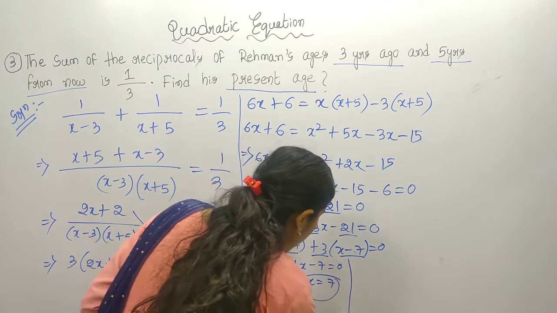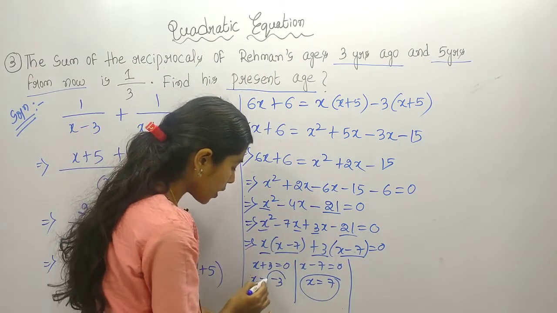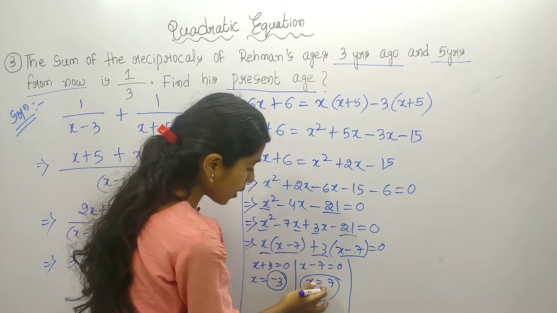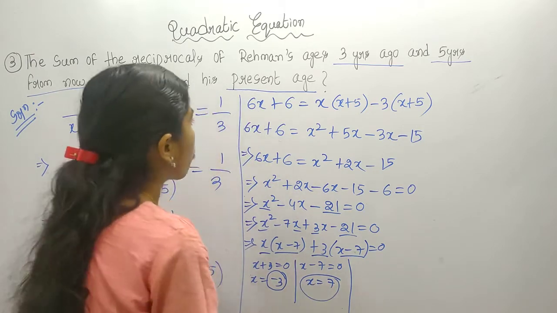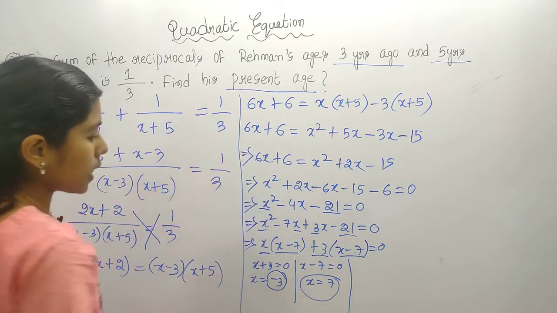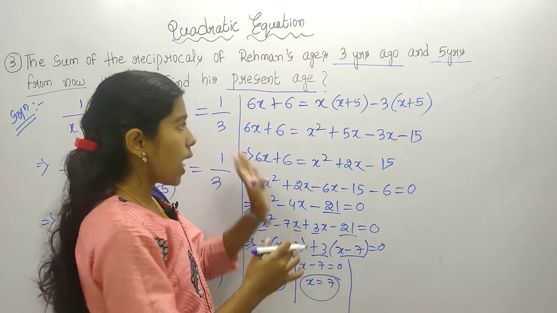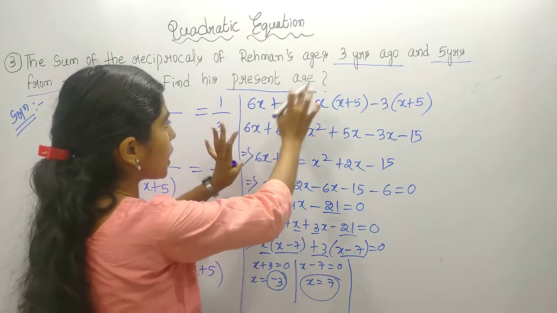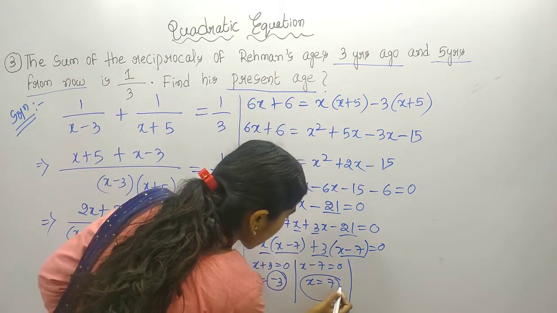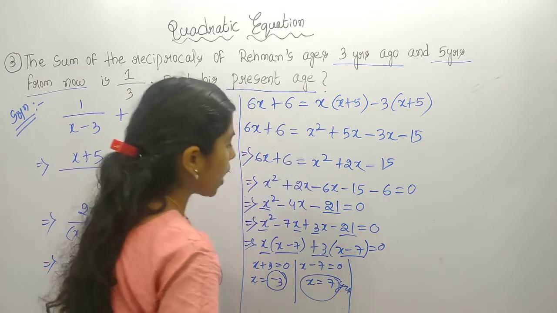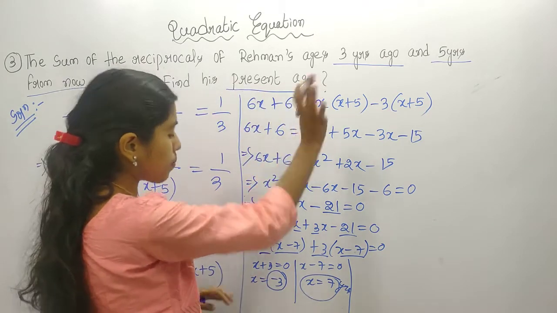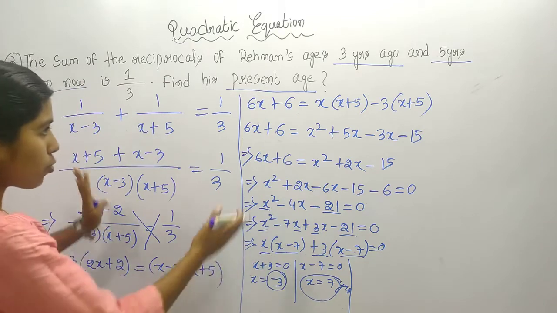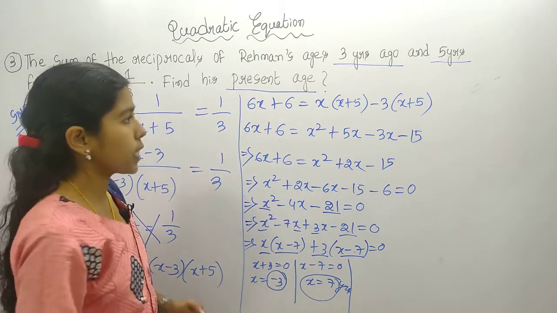Okay. So, here you see, I told you that a negative value of x will not happen. So, we will take plus 7. We took his percentage as x, so Rehman's percentage is 7 years. You have to write: therefore, Rehman's percentage is 7 years. Okay. So, like this you have to solve this type of questions.